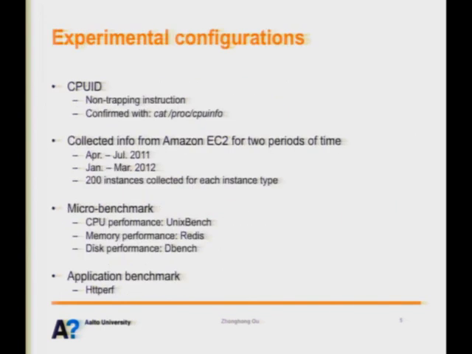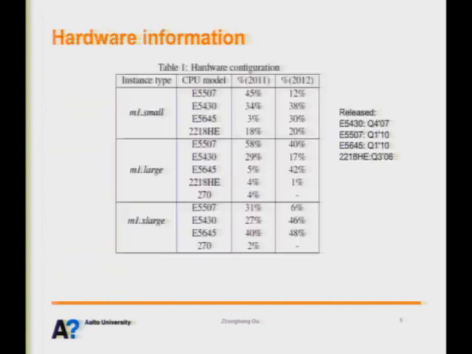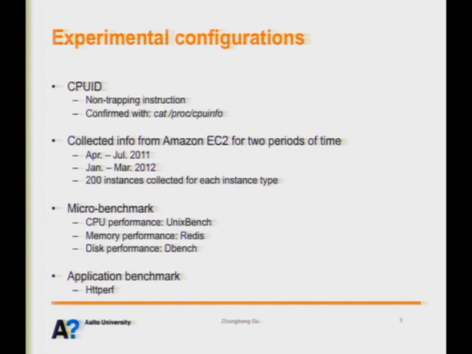We used CPUID to collect the hardware information from the underlying platform, and we confirmed with /proc/cpuinfo to double check whether they are the same or not. We collected information over two periods of time: one from April to July last year, and another from January to March this year. We collected 200 instances for each instance type. I will show you this table of hardware information a bit later.